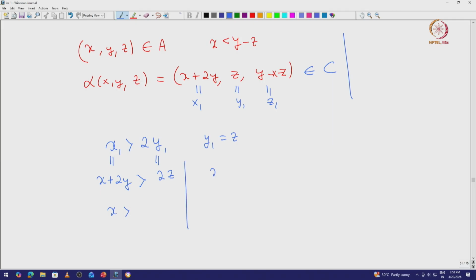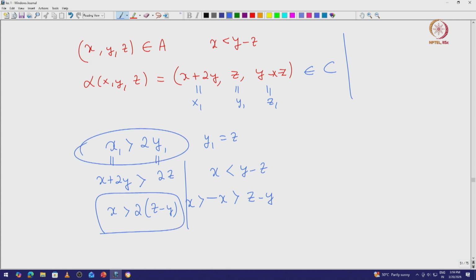So, x is to begin with less than y minus z. So, minus x is greater than z minus y, but x is positive. So, x is greater than minus x. So, this implies this is exactly twice z minus y. Okay. So, this tells that x1 is greater than 2 y1.